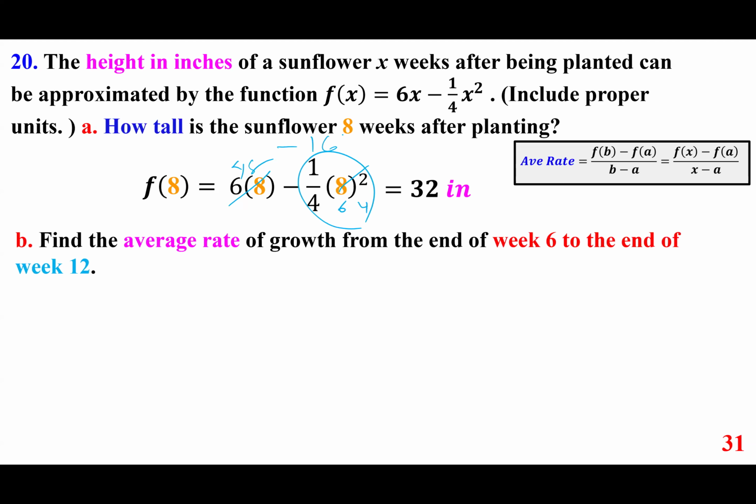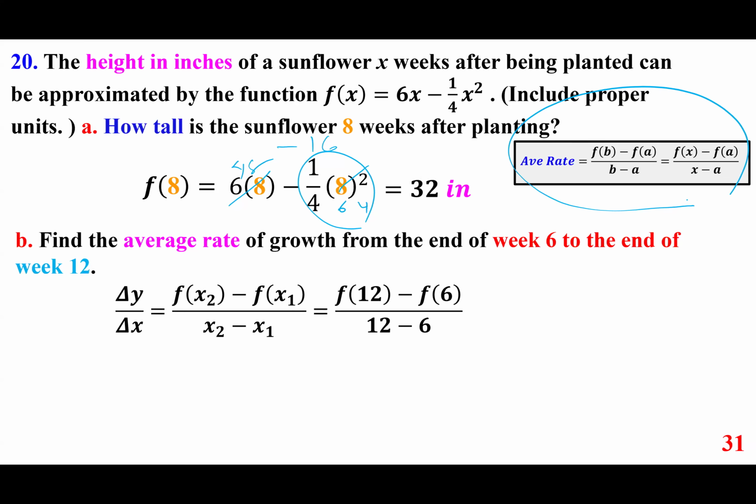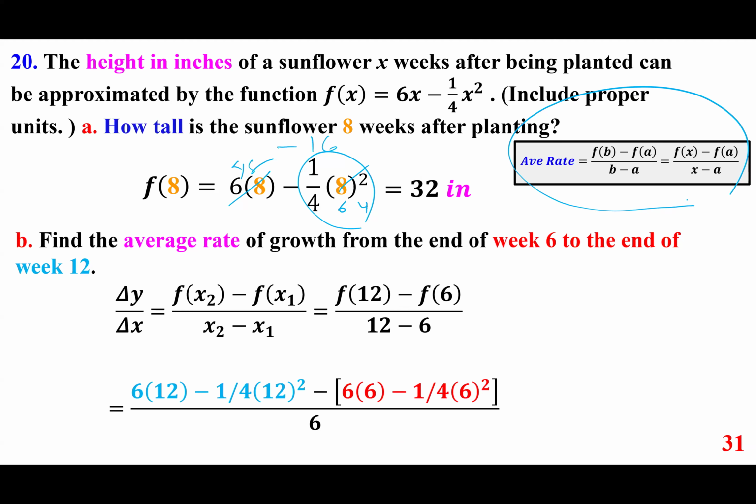Find the average rate of growth from end of week 6 to end of week 12. So the average rate, okay. So f of b minus f of a over b minus a. So in this case, f of x2 minus f of x1 over x2 minus x1. In this case, f of 12 minus f of 6 over 12 minus 6. So we basically plug in 12, we plug in 6.